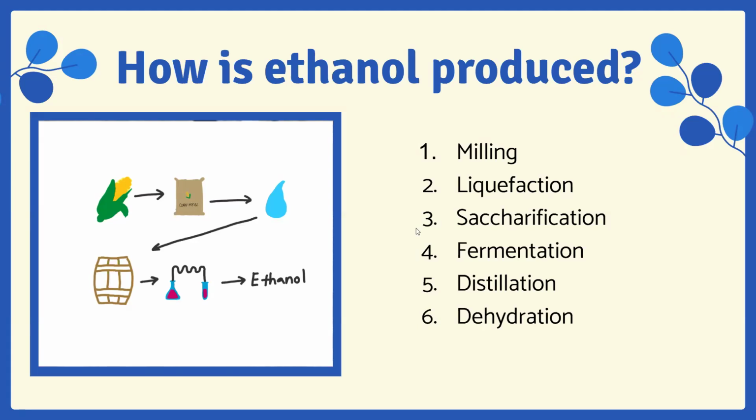But it's not pure ethanol. So for the fifth step, distillation, you need it to be more concentrated. So it's evaporated and condensed, which creates 95% pure ethanol. Then in dehydration, we take out that 5% water by straining it and dehydrating it, which creates 100% pure ethanol.